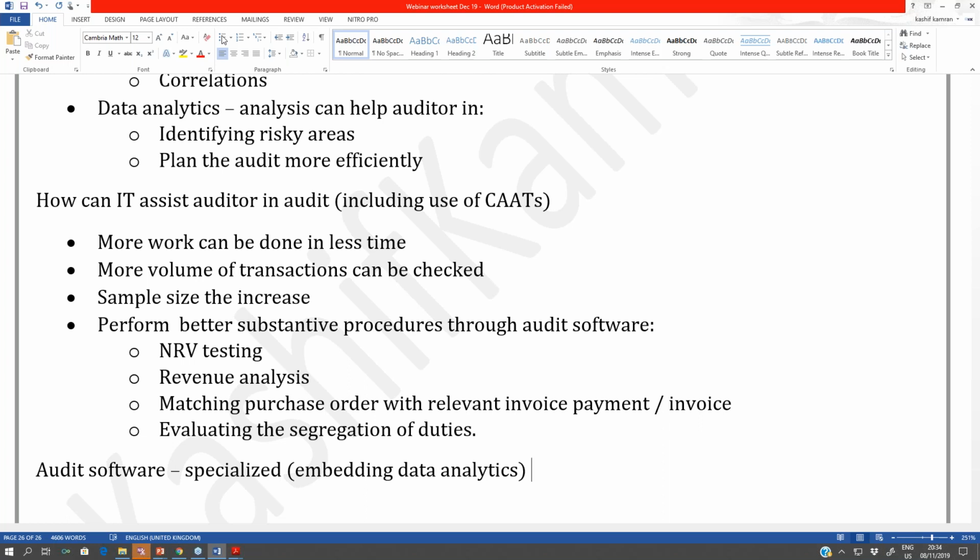Now your audit software is capable of analyzing the data of the client. Your audit software is capable of studying the data of the client and finding unusual patterns and unusual behaviors, which can be really helpful. So should we deploy data analytics at the very start of the audit when we are doing planning and risk assessment? Can data analytics help us at the stage of planning and risk assessment? So you should know the benefits of data analytics.